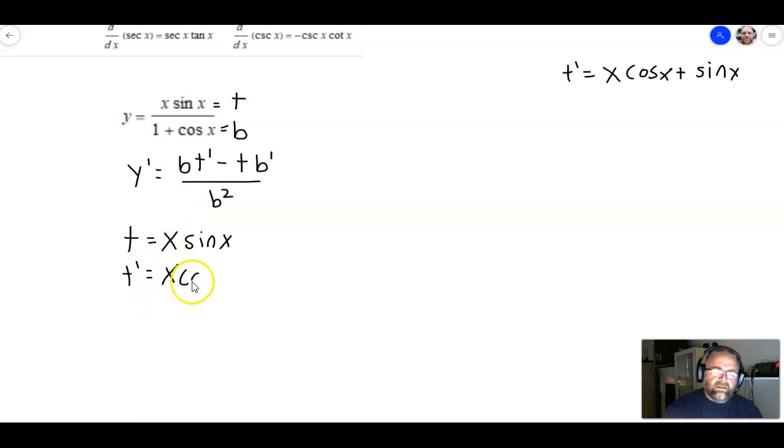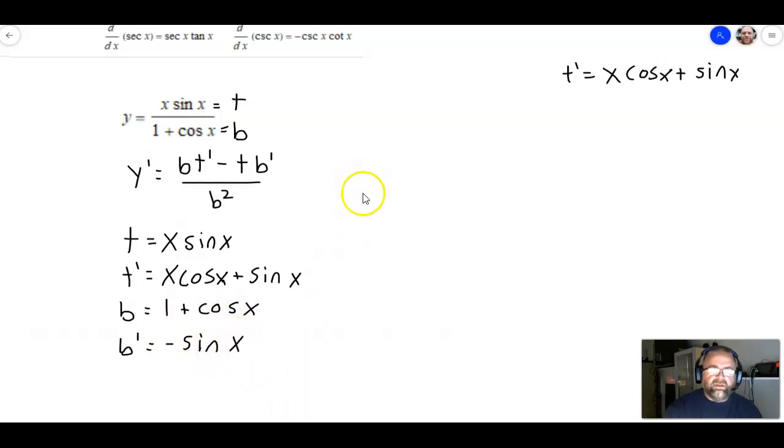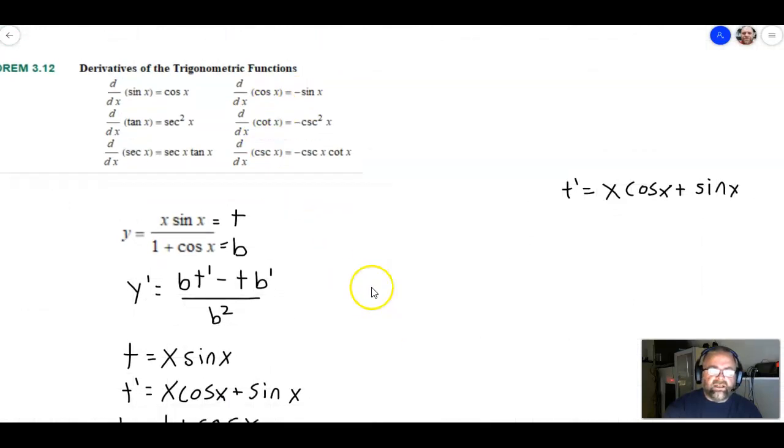So I'm just going to put that in here: x cosine of x plus sine of x. And then the bottom is going to be 1 plus cosine of x. And the derivative of the bottom, we can break this up using the sum rule. The derivative of 1 is just 0, so we're just looking for the derivative of cosine of x, which up there is negative sine of x. And I will show you, just so you believe me, the derivative of cosine of x is negative sine of x.